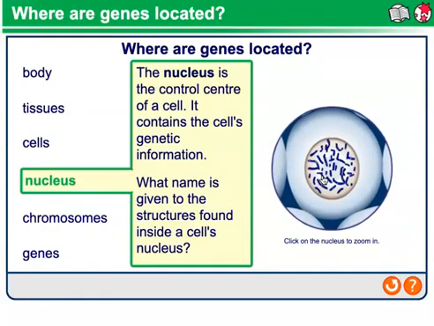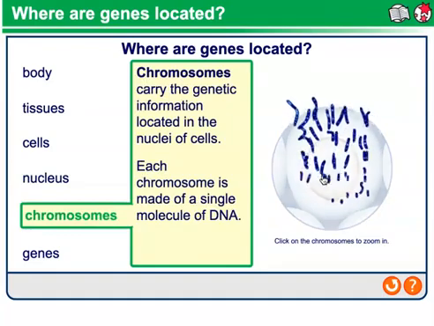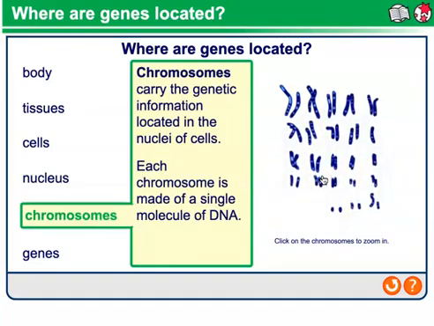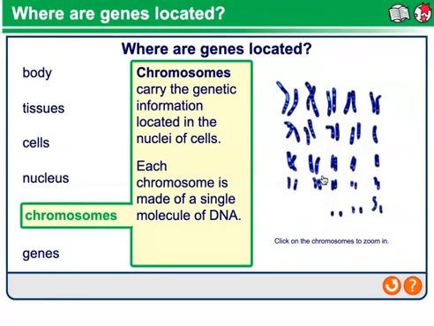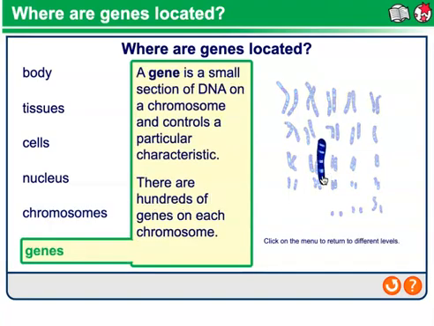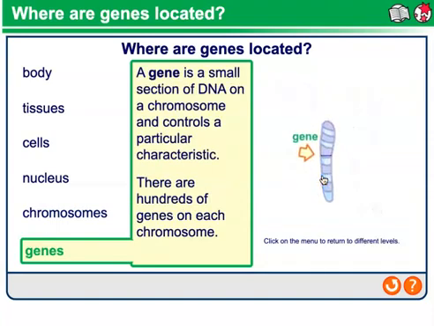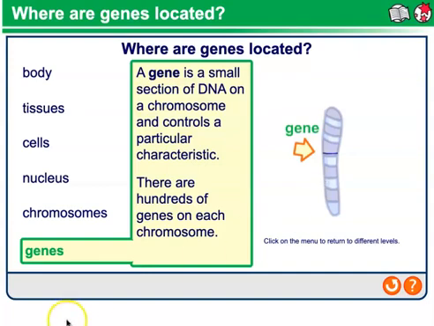What name is given to the structures found inside a cell's nucleus? These are chromosomes. Chromosomes carry the genetic information located in the nuclei of cells. Each chromosome is made of a single molecule of DNA. A gene is a small section of DNA on a chromosome and controls a particular characteristic. There are hundreds of genes on each chromosome.